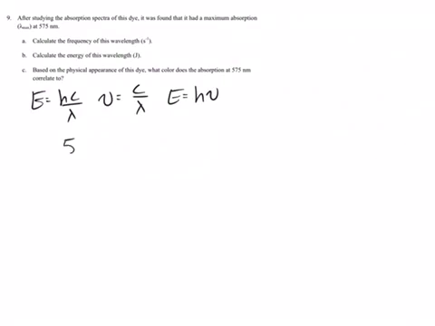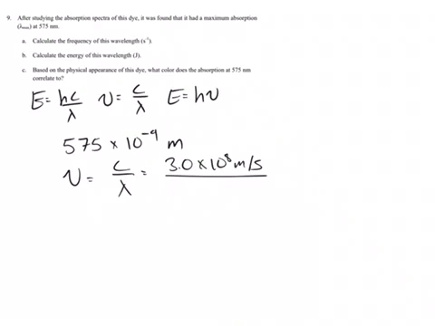We first need to convert 575 nanometers into meters, so we multiply by a conversion factor of 10 to the negative 9 to get 575 times 10 to the negative 9 meters. To calculate frequency, we know that frequency is equal to c over lambda. C is 3.0 times 10 to the 8th meters per second, and our wavelength is 575 times 10 to the negative 9 meters. So meters cancel out, and we get a final frequency of 5.22 times 10 to the 14 inverse seconds.